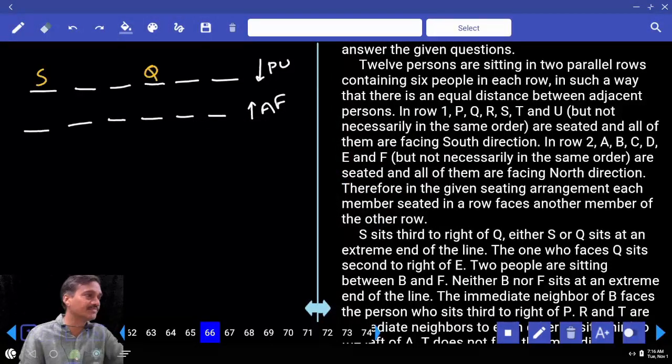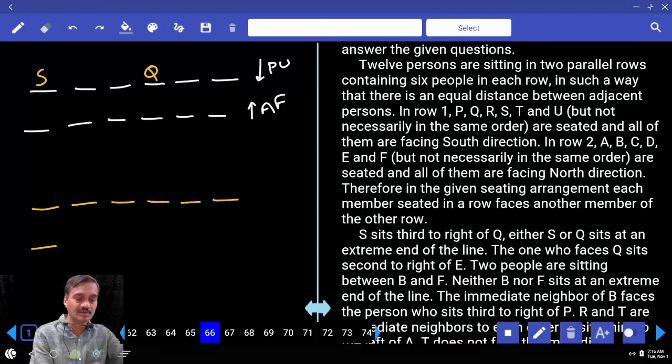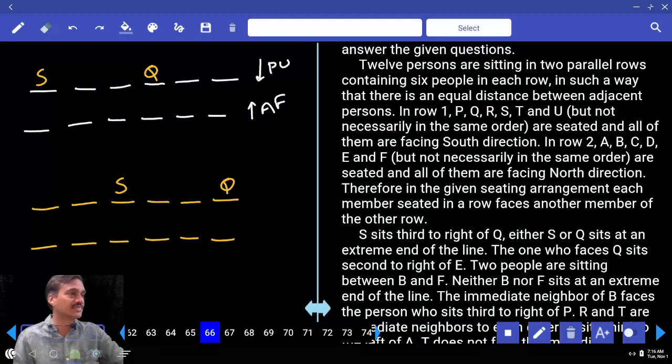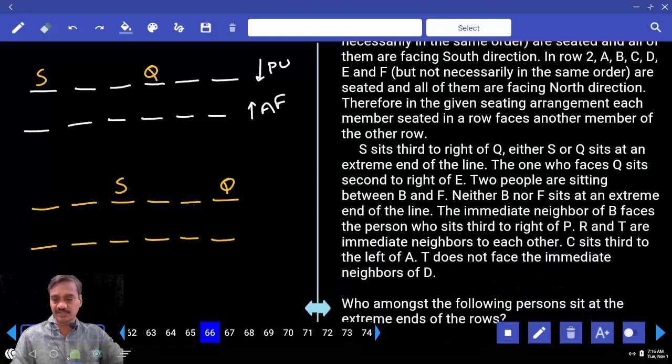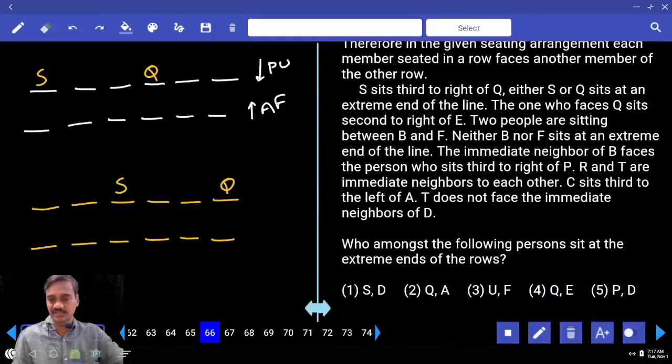Is that right? Either S or Q sits at one of the extreme ends, he said. So either S should be there, or otherwise Q should be. Now in this one, if you observe, Q is here and S sits to the right of Q. S is here. Right? Either S or Q sits at an extreme end of the line.